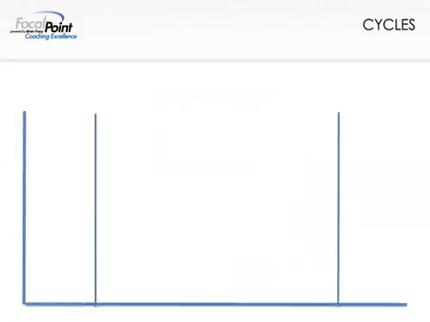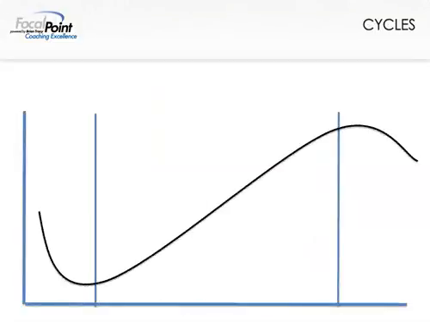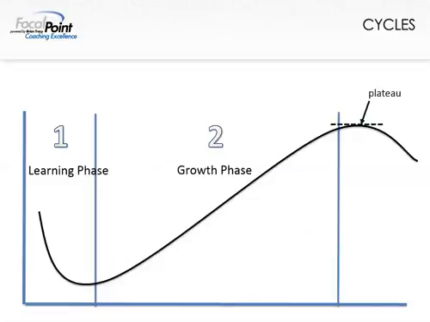So let's take a look at these cycles, and this is what we call a sigmoid curve. Imagine, if you will, you sort of have this S curve lying on its side. And when we look at the cycle, it follows a mathematical formula, and it also has three phases. In the first phase, we are in the learning phase. The middle phase is the growth phase. Then you hit this plateau before the curve begins to go down again, and this is called the decline phase.